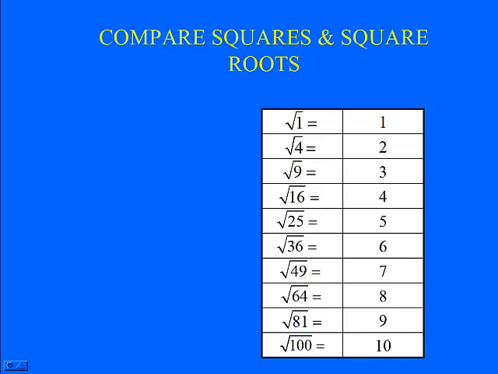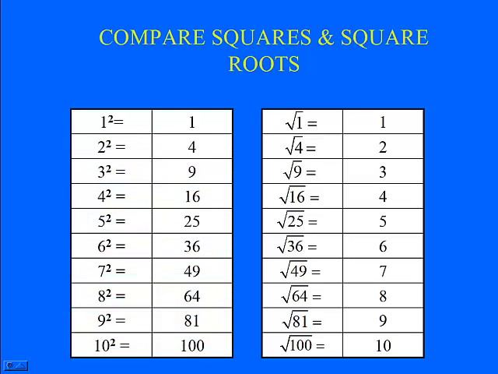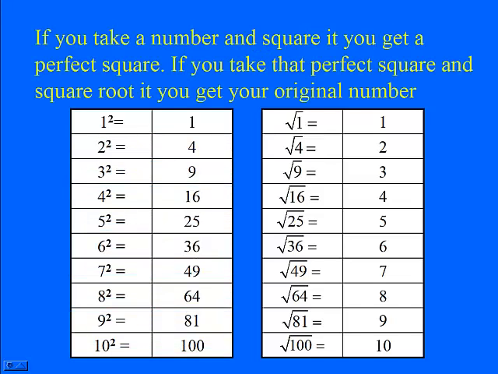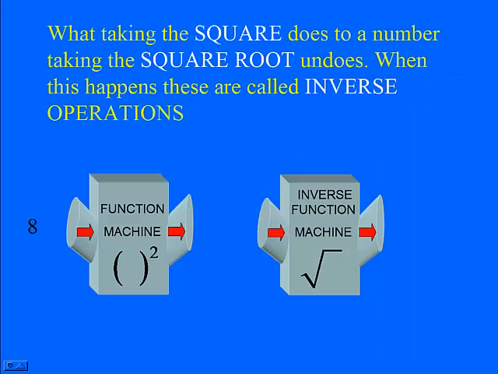Let's compare the table we just made for square roots with the table we made in part 1 for finding perfect squares. If you take a number and square it, you get a perfect square. If you take that perfect square and square root it, you get your original number. What taking the square does to a number, taking the square root undoes. When this happens, these are called inverse operations.